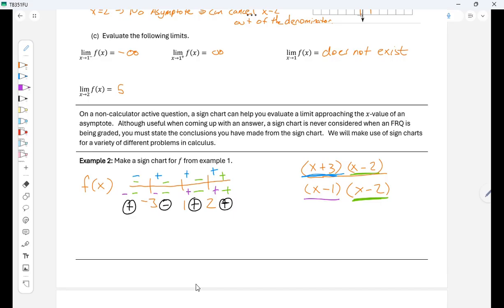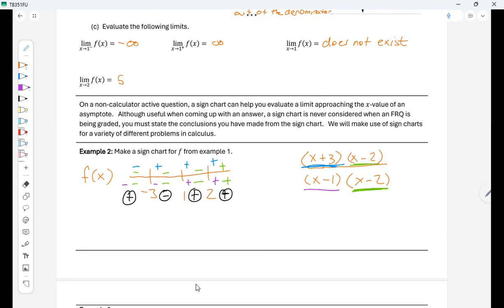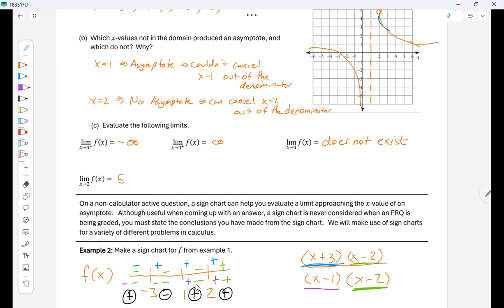And for the same reason, the 2 doesn't matter either. Yes, along the same thing, that 2 does not need to go in the sign chart. I'm not sure if that happens as much. It was just that I wanted an example with one of each, a hole and an asymptote.